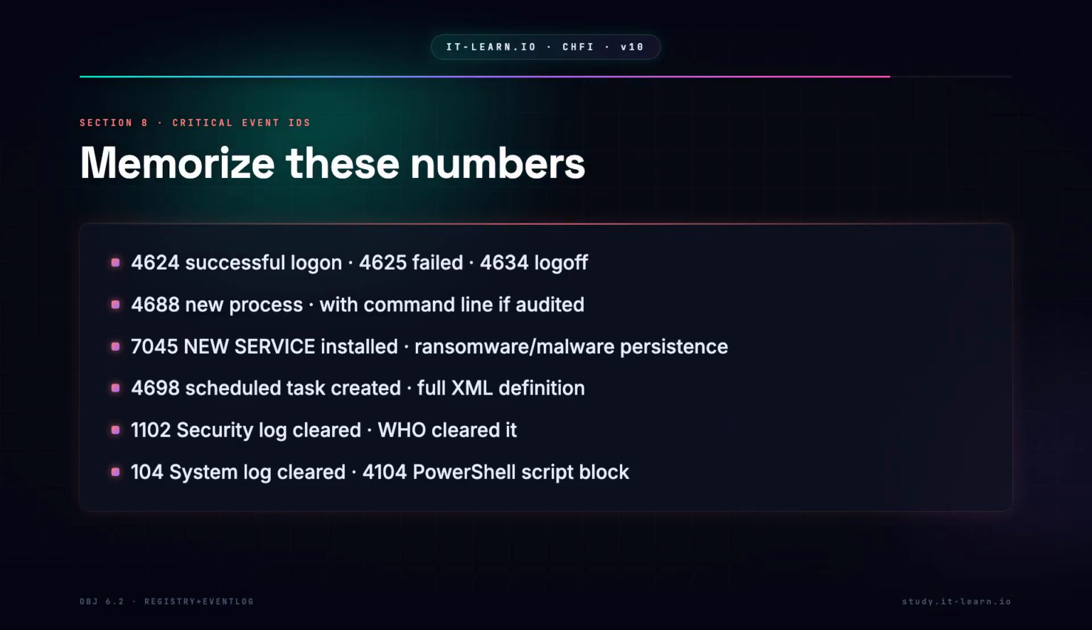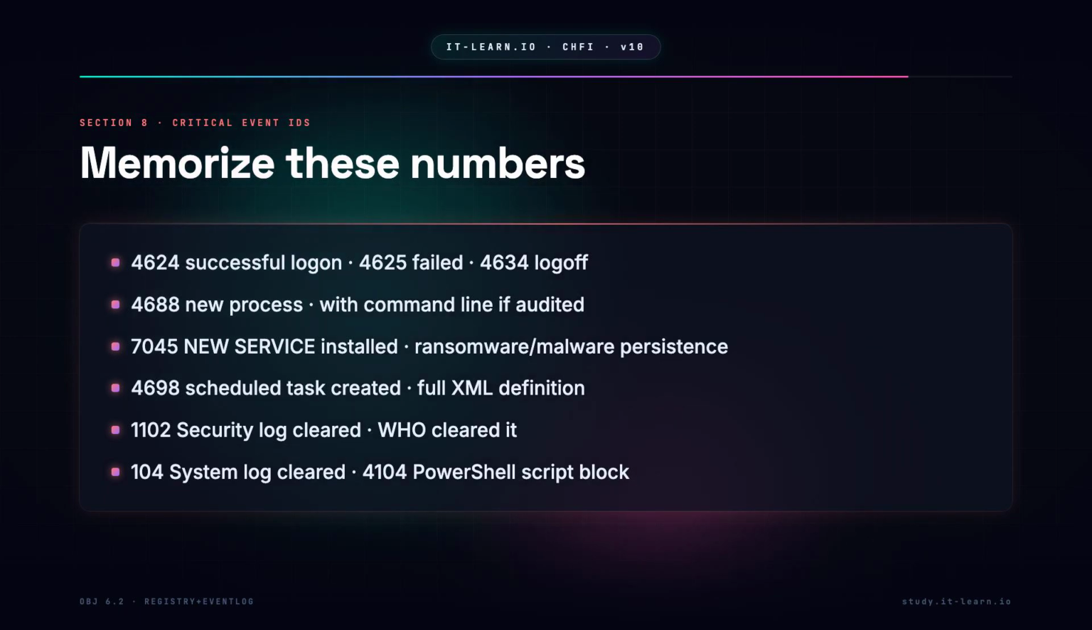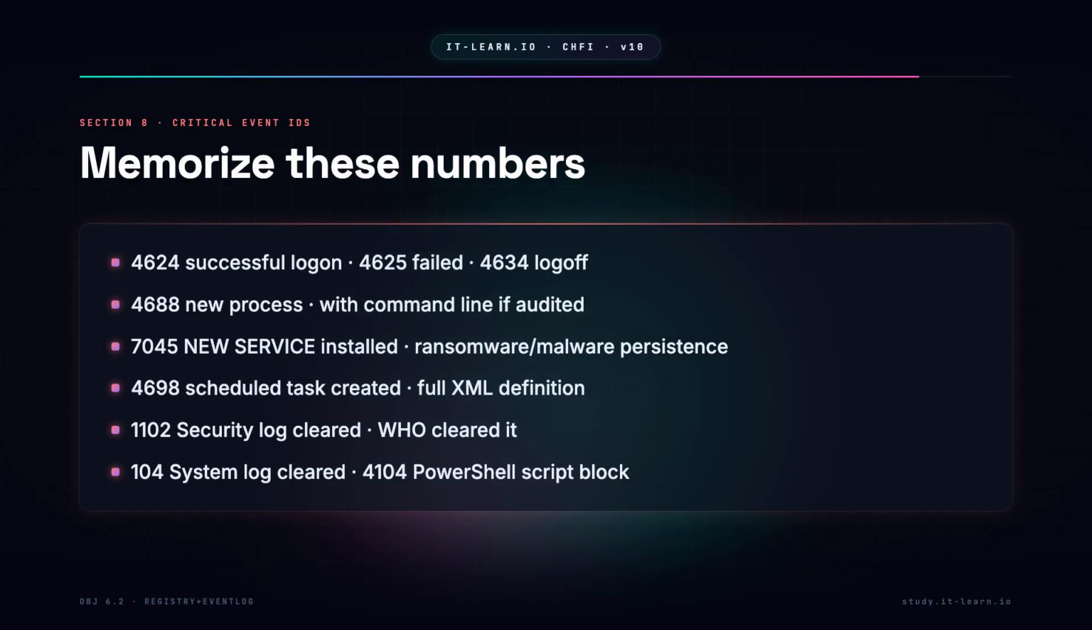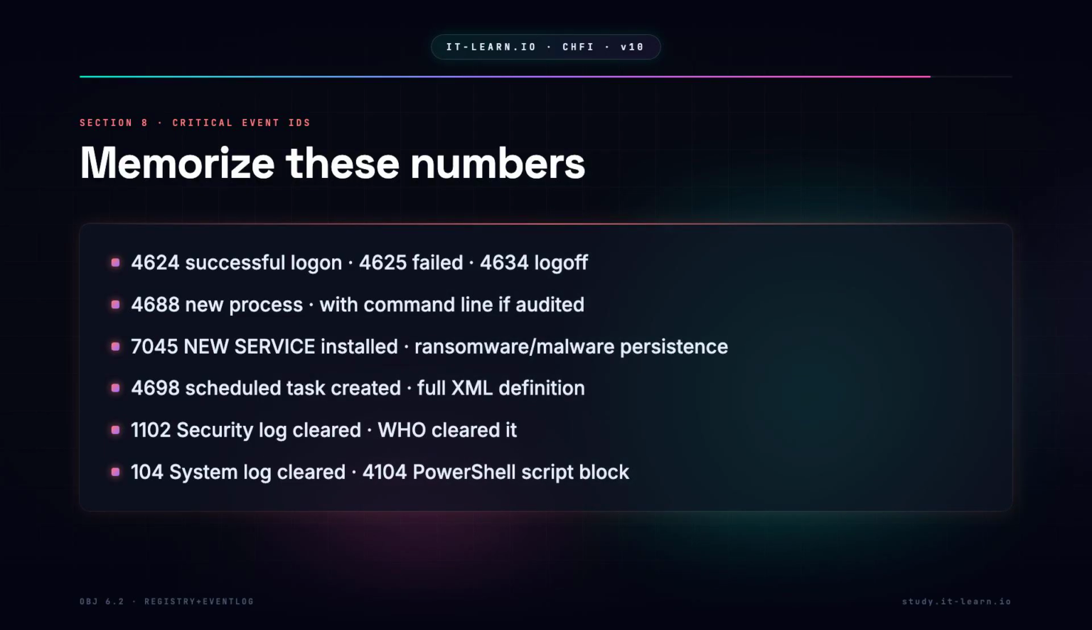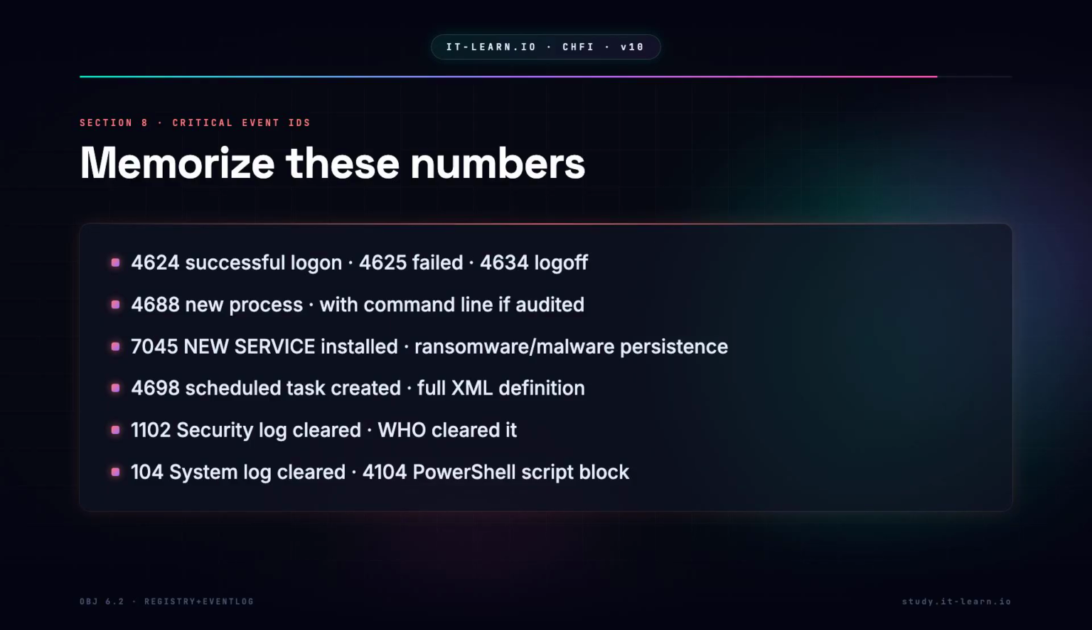Event ID 104, system log cleared. PowerShell event IDs at Microsoft Windows PowerShell Operational: event 4103, module logging, event 4104, script block logging. Captures the full PowerShell script content. When enabled, the most valuable PowerShell forensic artifact you can have. Tools: RegRipper for registry automation, Eric Zimmerman's tools for parsing, EvtxECmd to convert event logs to CSV.